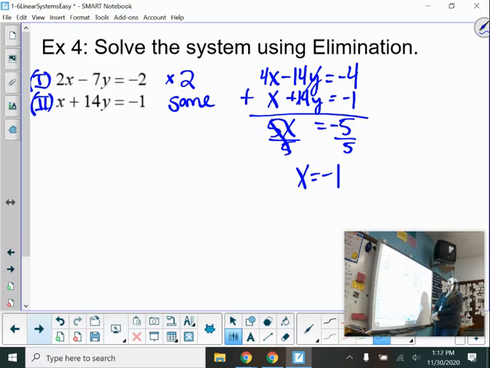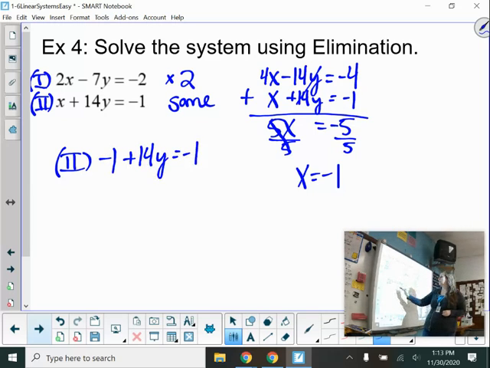Then again, just like all the other questions we've done with elimination, once you have one of the letters, you would take that and plug it back into either of the originals to find the other letter. So I'm going to go ahead and plug into number 2 again. You could plug into number 1. I have negative 1 plus 14y is equal to negative 1. I add 1. 14y is equal to 0.